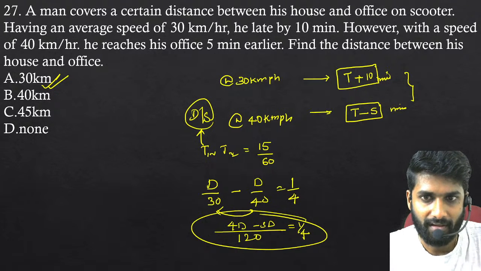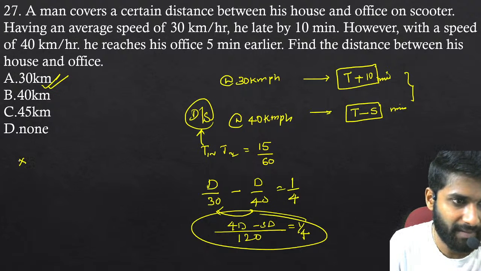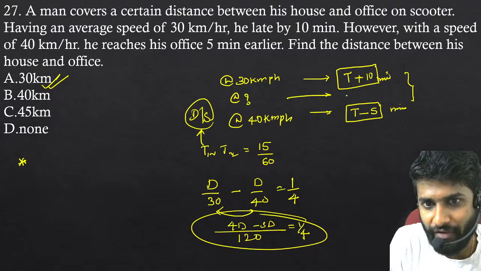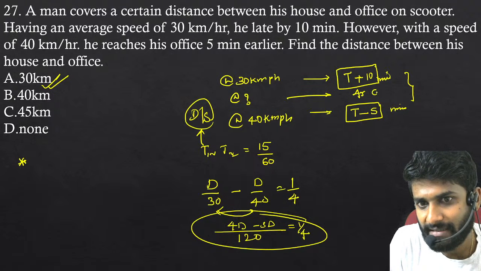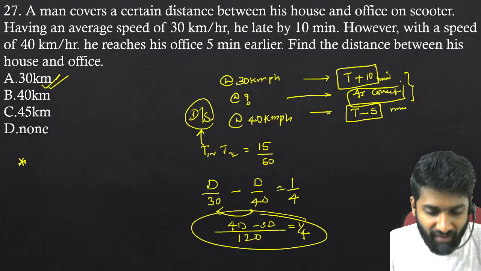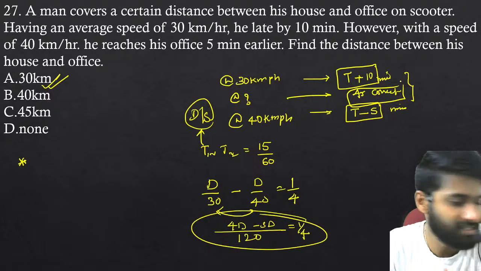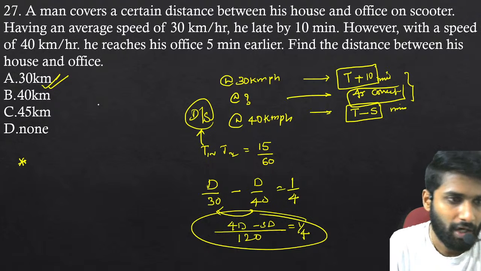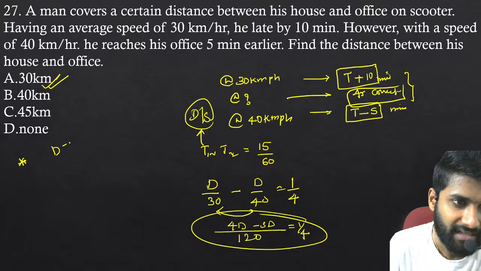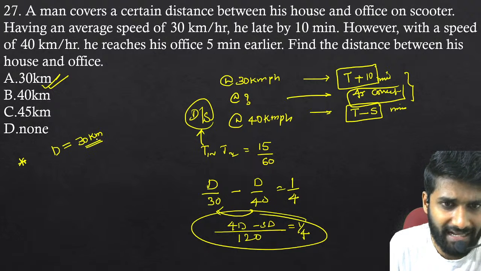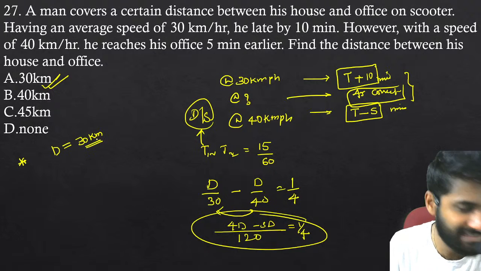Guys, sometimes keep in mind: what is the original speed to reach the office at the correct time? Sometimes they ask this question, guys: what is the required speed to reach the office at the exact time? That is a question you can expect. For the entire calculation, the distance is 30 kilometers, which you already calculated. Now my question: what is the required exact speed to reach the office at the exact time?